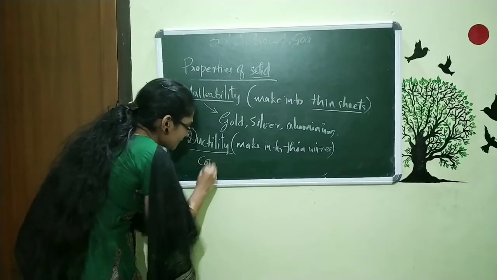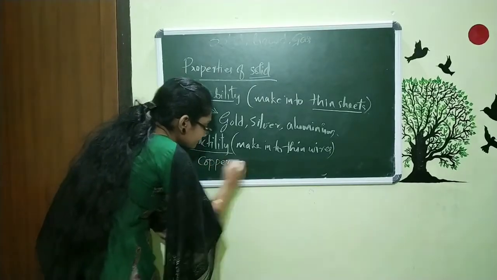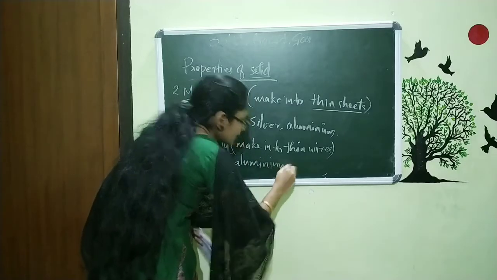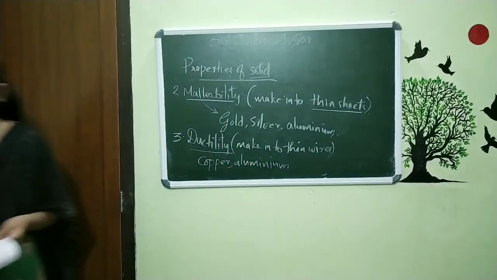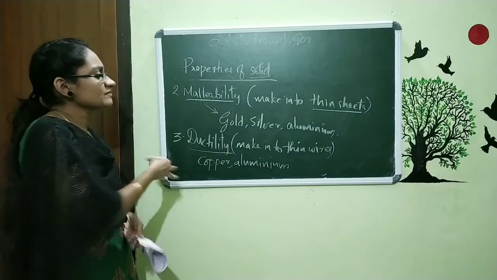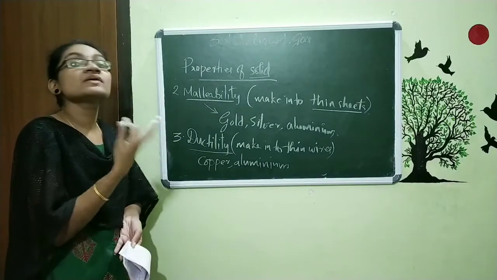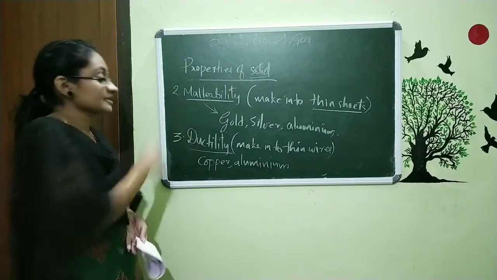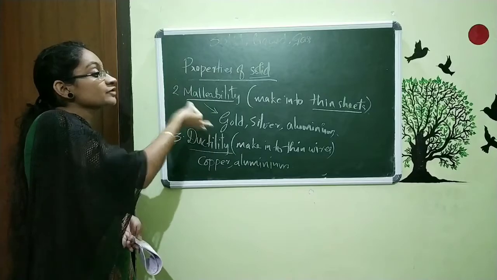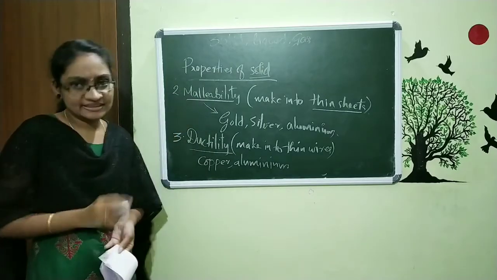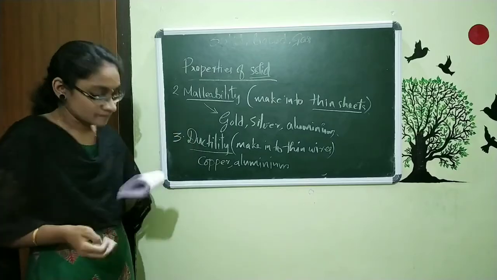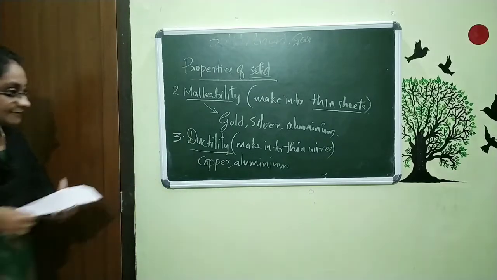The examples are copper, aluminium, etc. These are some of the examples of solids that can be made into thin wires. Here, we are only saying that some of the solids can be made into thin wires, or some of the metals or solids can be made into thin sheets. We are not saying that all solids can be made into thin sheets. That is about ductility.